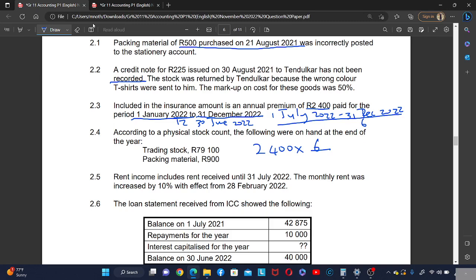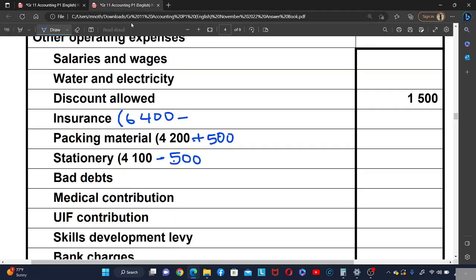Then this insurance of 2,400, it is an annual premium. When we are talking about annual, we are talking about the whole year, the whole 12 months. So it's 6 over 12, which is going to give you 1,200. So that is a prepaid. So you must go and subtract it.